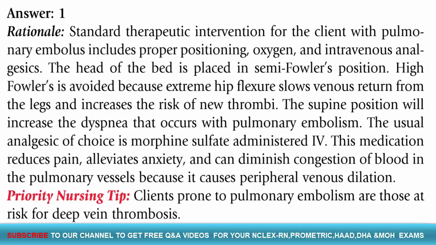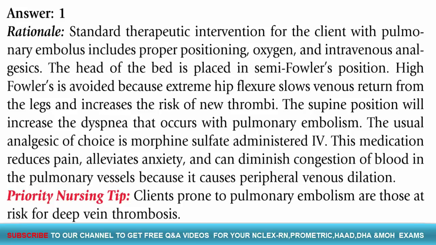Answer 1. Rationale: standard therapeutic intervention for the client with pulmonary embolus includes proper positioning, oxygen, and intravenous analgesics. The head of the bed is placed in Semi-Fowler's position. High Fowler's is avoided because extreme hip flexion slows venous return from the legs and increases the risk of new thrombi. The supine position will increase the dyspnea that occurs with pulmonary embolism. The usual analgesic of choice is morphine sulfate administered intravenously. This medication reduces pain, alleviates anxiety, and can diminish congestion of blood in the pulmonary vessels because it causes peripheral venous dilation.